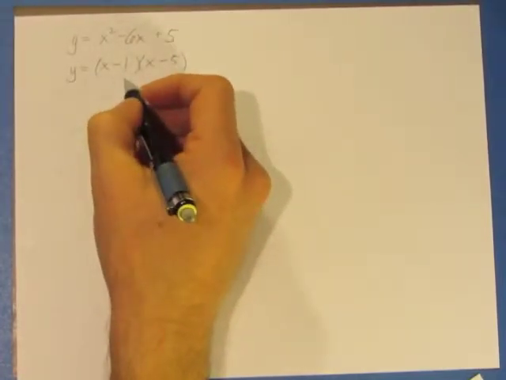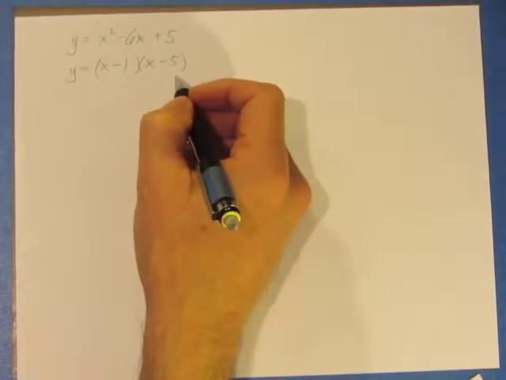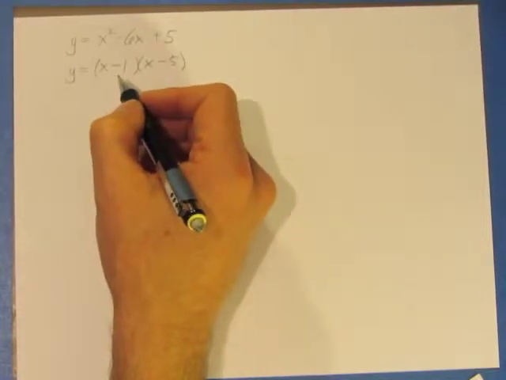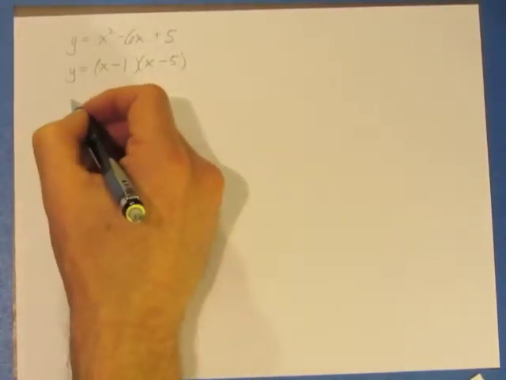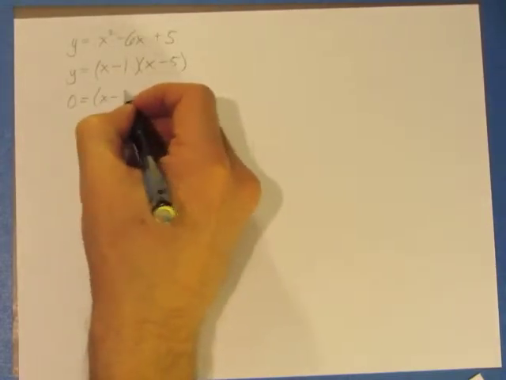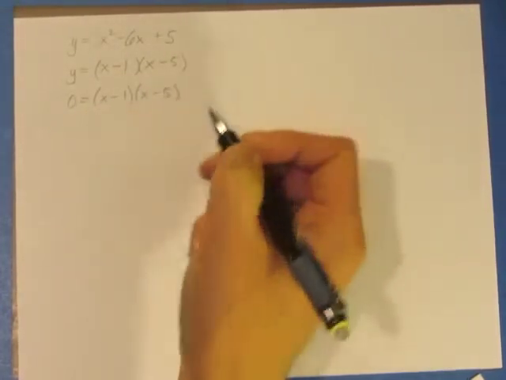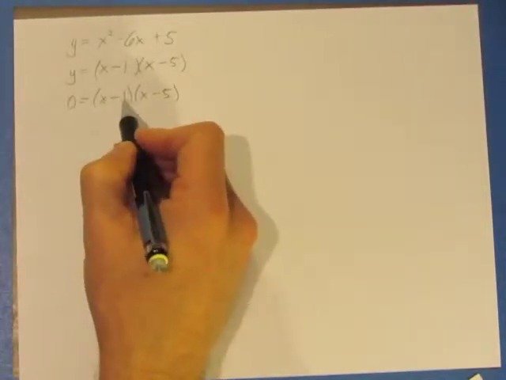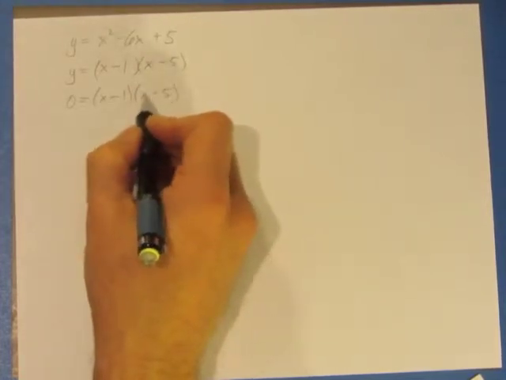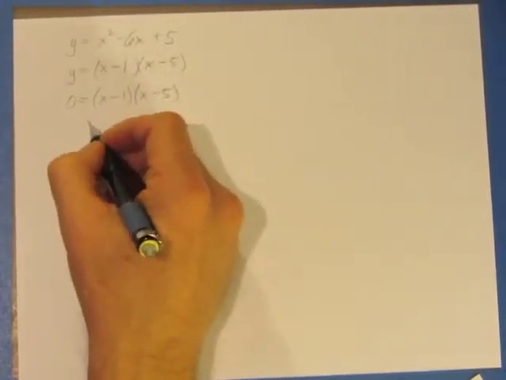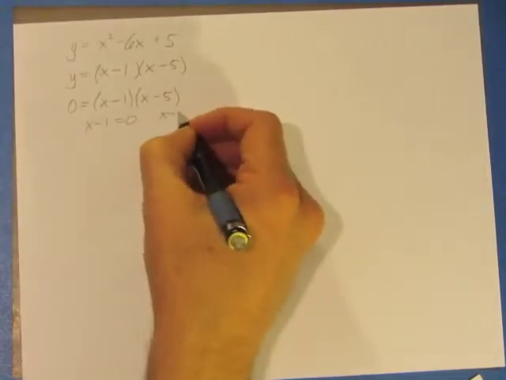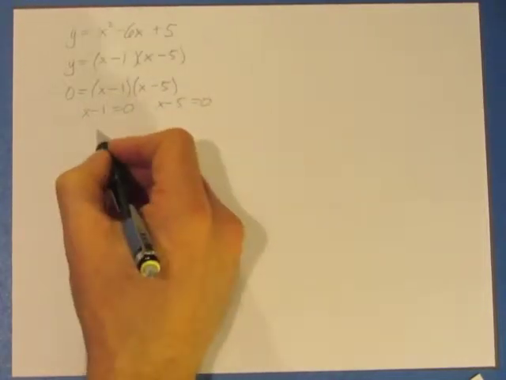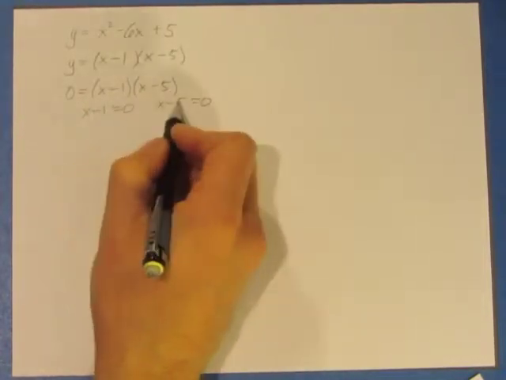Now, I want to graph this. And one thing that's going to be helpful is to find x-intercepts. Remember, to find x-intercepts, you set y equal to 0, because where y is 0, that'll be your x-intercepts. So we'll set y equal to 0. And then we have this right here, and we're going to use the zero product property, which says that if you have two things multiplied together that equal 0, then one of them must be 0. Okay, so x minus 1 must be 0 or x minus 5 must be 0. So we can solve that for x equals 1 and x equals 5.